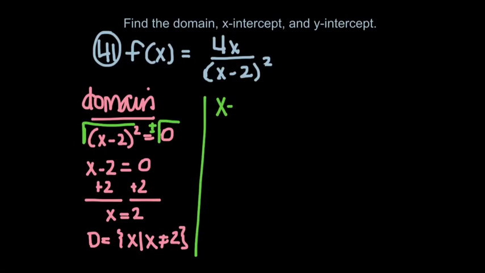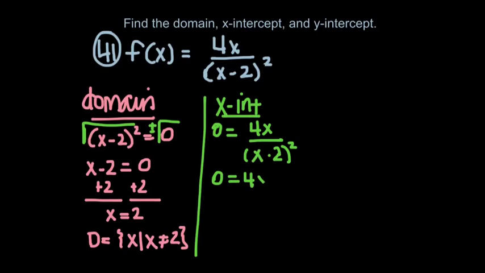Finding the x-intercepts means setting y equal to 0. In this case, that would mean setting f of x equal to 0 equals 4x over that quantity, x minus 2 squared. Multiplying both sides to clear the denominator leaves me with 0 equals 4x. Divide both sides by 4, and I get that x equals 0. So my x-intercept is 0, 0.